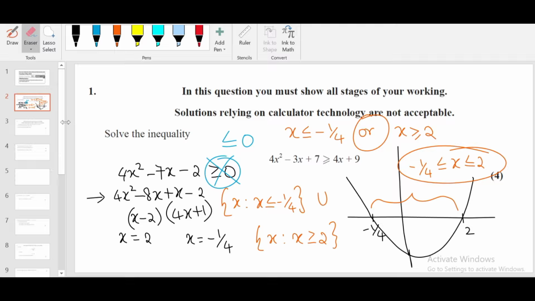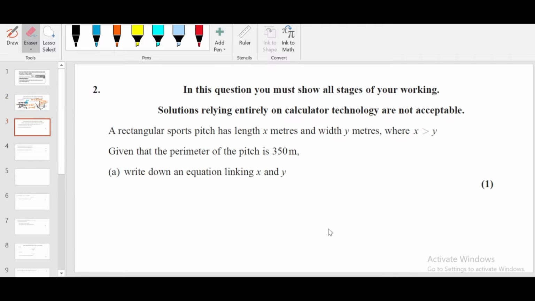Now I'm going to move on to question number 2. Question number 2 is a word problem. In this question, you must show all stages of your working. Solutions relying entirely on calculator technology are not acceptable. Okay. A rectangular sports pitch has length x meters, width y meters. They used to ask this type of question back in 2019-2020, and then after that we didn't see much of this type of question actually. So in 2023 they asked again, you see.